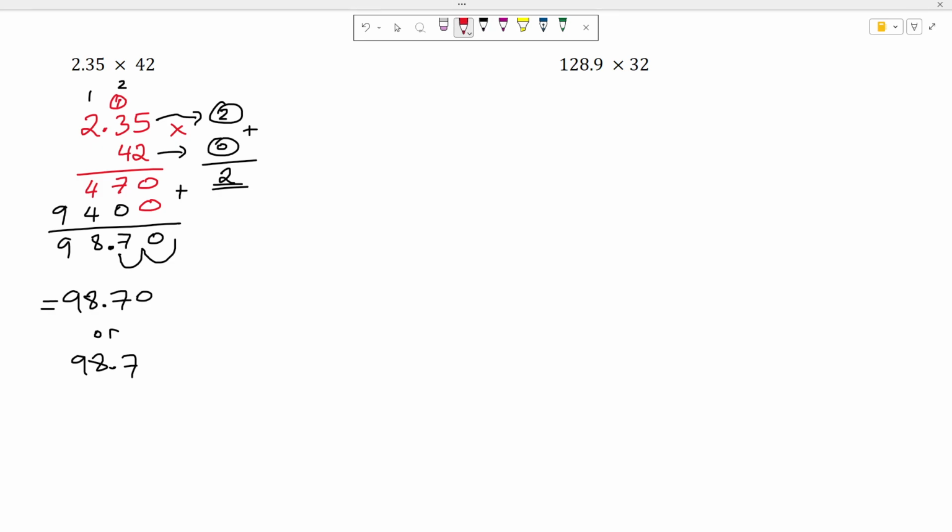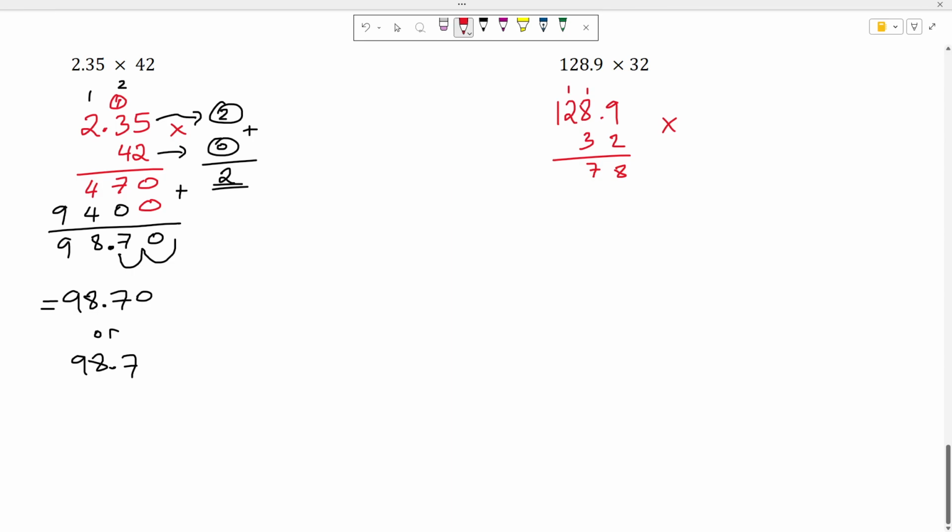Again, write them in column method. So we have 128.9 multiplied with 32. Again, we're going to just forget about the decimal for the time being and multiply it normally. Alright guys, 2 times 9 is 18. 8 down, 1 carry over. 2 times 8 is 16. 16 plus 1 is 17. 7 down, 1 carry over.